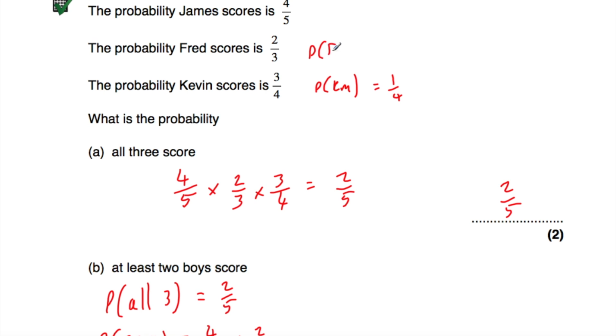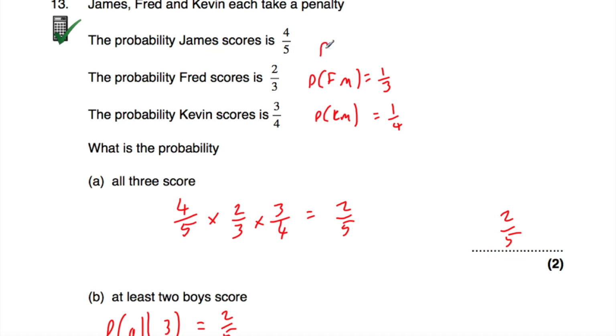The probability of Fred missing would be 1/3, because if the probability that he scores is 2/3, they have to add together to be 1. And finally, the probability of James missing would be 1/5, because 1 take away 4/5 is 1/5.